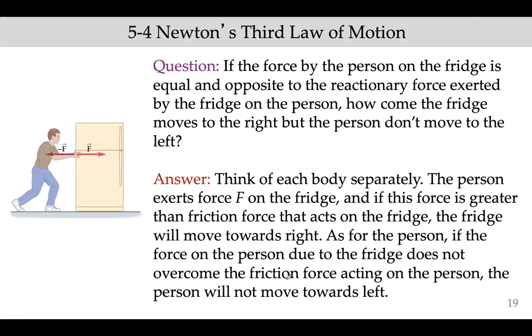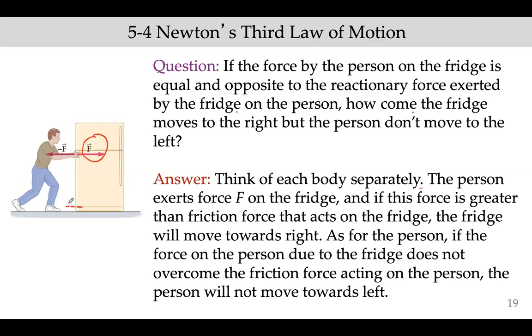Okay, here's a question. If the force by the person on the fridge is equal and opposite to the reactionary force exerted by the fridge on the person, how come the fridge moves to the right but the person doesn't move to the left? The answer is, think of each body separately. Again, we are on the same subject. The person exerts force F on the fridge, which is this one. And if this force is greater than the friction force that acts on the fridge, what is the friction force that's acting on the fridge?